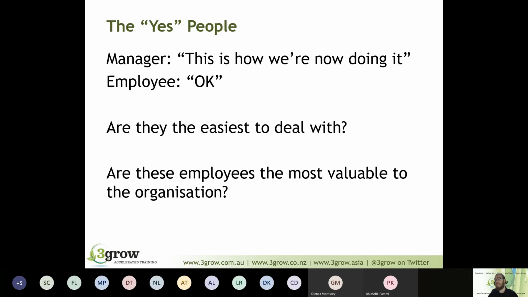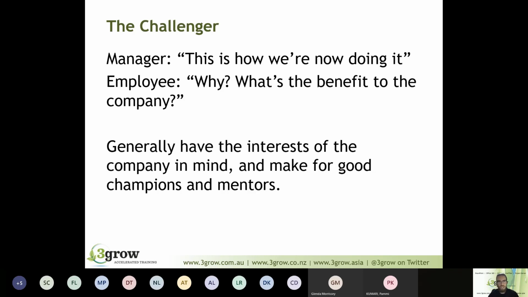So they are probably the easiest people to deal with because they simply accept whatever the manager puts forward. However, are these people the most valuable to the organization? I would suggest probably not, the reason being that they don't challenge the reasoning behind it. So that leads on to the challenger.